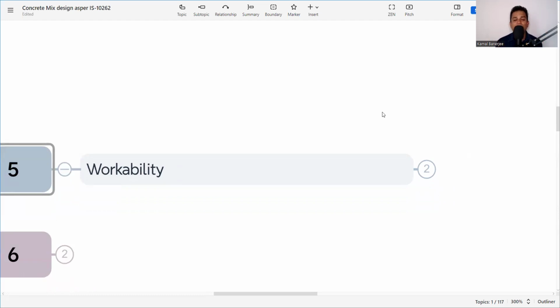नाउ what is workability and what is the effect and how to select the right kind of workability? I have made a detailed video on this. The link is there in the description. Please check. You will get the full information about the workability.